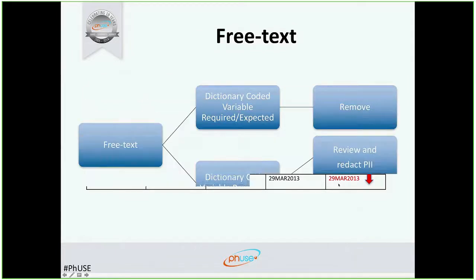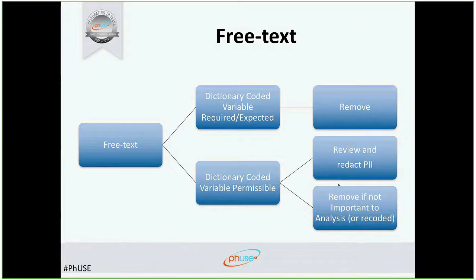The case of free text is also interesting. If we have a dictionary coded variable that is required or expected that is matching a free text variable, then we usually advise to remove it. If there is a dictionary coded variable that is permissible and that hasn't been completed or populated, then we will, as a primary rule, advise to review and redact the information. But if the variable is not important or not used for analysis, then it can simply be removed, obviously.